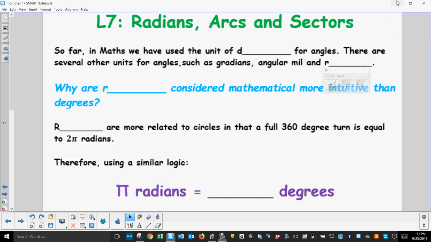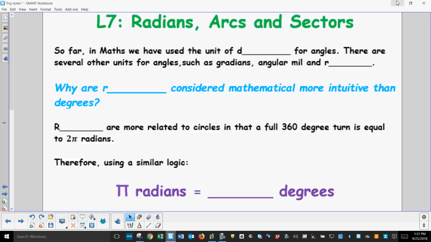Radians, arcs and sectors. So in the past you've learned about arcs and sectors. We talked about it very briefly last lesson, but we'll talk about it in more detail. In this lesson we need to learn about radians, which is something new for you, and also how to calculate arcs and sectors if your numbers are given to you in radians instead of degrees.